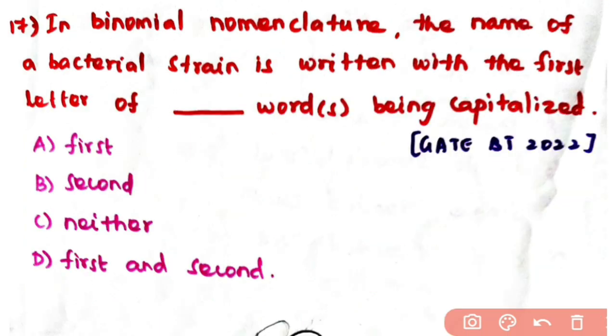So the next question, in binomial nomenclature, the name of bacterial strain is written with the first letter of the first word being capitalized.